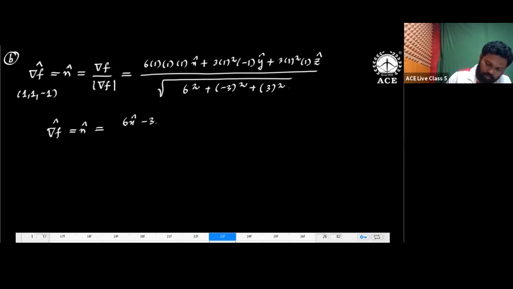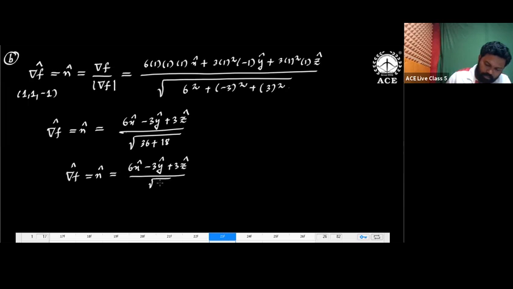6x cap minus 3y cap plus 3z cap. How much is that? 36 plus 18, which is 54. So what is the gradient direction? It is nothing but the normal direction, which is 6x cap minus 3y cap plus 3z cap divided by square root of 54.